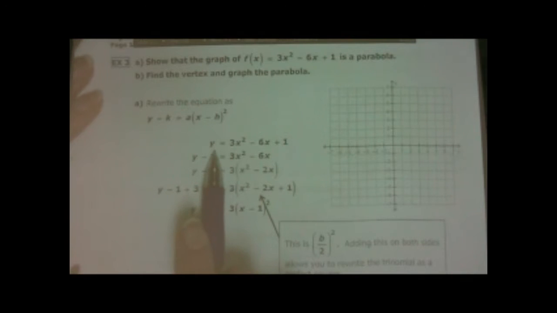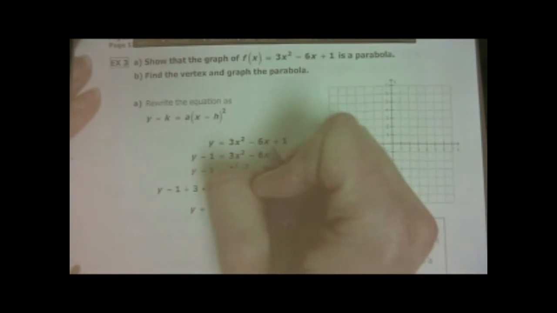First of all, I start with my equation in standard form, but I replace the f of x with a y. All right? And I've got my trinomial here. The very first thing you want to do is subtract 1 on both sides. So you want to get rid of this.